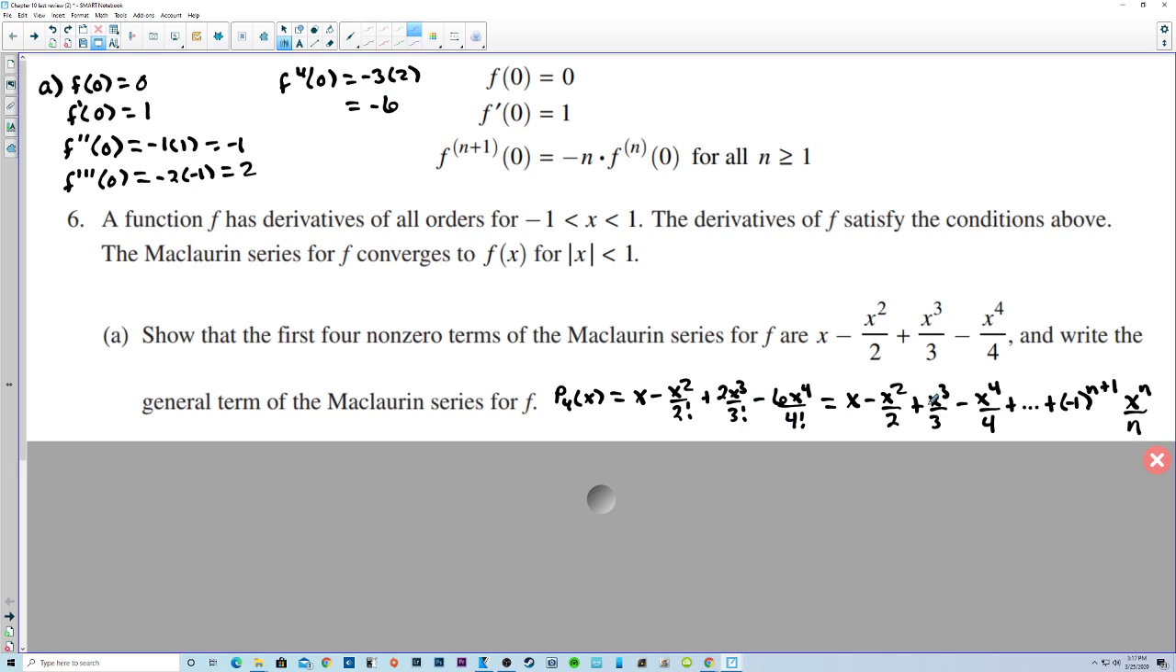And then when you simplify, you see that 1, 2, 6, those are factorials, but they're lagging behind by 1. So that cancels out most of the factorial, just leaving the last number. So the general term is negative 1 to the n plus 1 because it's alternating, and then x to the n over n.